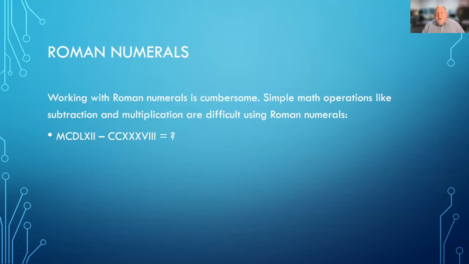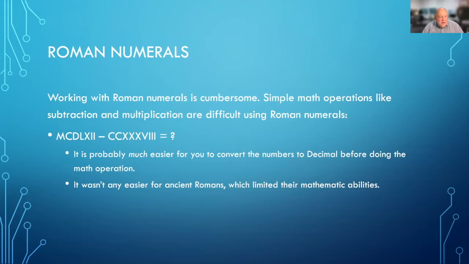All right. Working with Roman numerals is cumbersome. Simple math operations like subtraction, multiplication, division are very difficult using Roman numerals. So, for example, if we took MCDLXII and we subtracted CCXXXVIII, what is it? Well, to be honest, it's probably easier to convert these numbers to decimal and then do the math using Arabic numerals. It wasn't any easier for ancient Romans to use this math, so they didn't do those kinds of large subtraction problems.